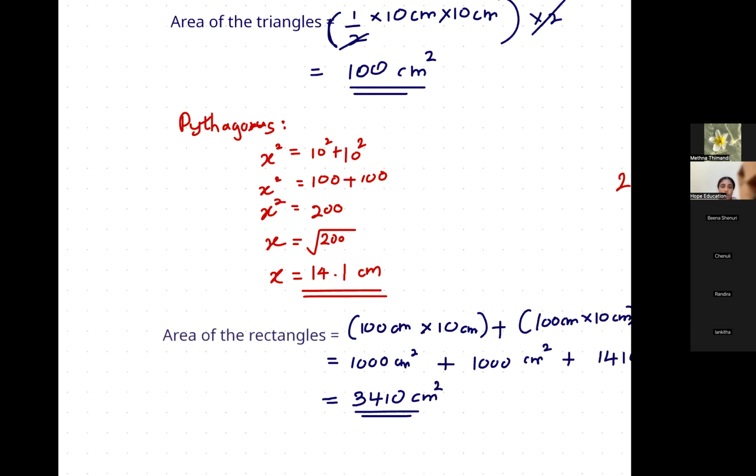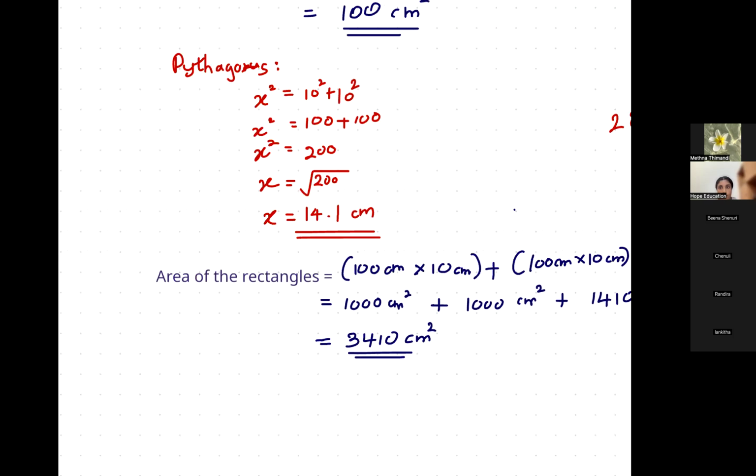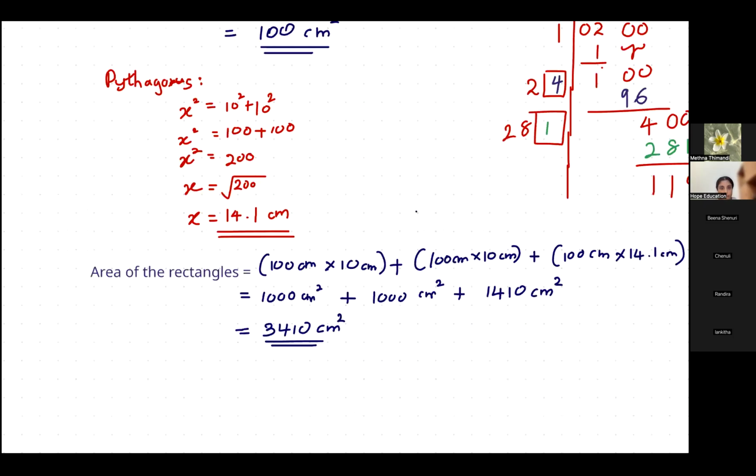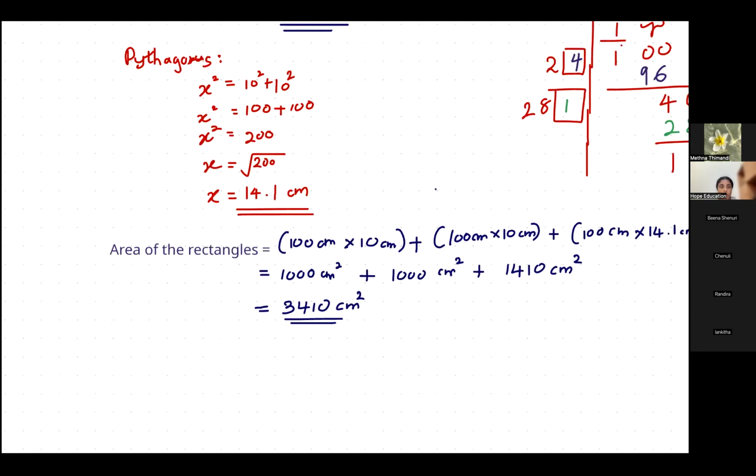Lankita, how did you get 34,200? ඔයාලට rectangles වල area එක මේක ආවද ළමයි? මේ answer කාපු ළමයි මට thumbs up එකක් දෙන්න. Rectangles වල area එක. It should be 3,410. හරි අපි total area එකත් බලමුකෝ.